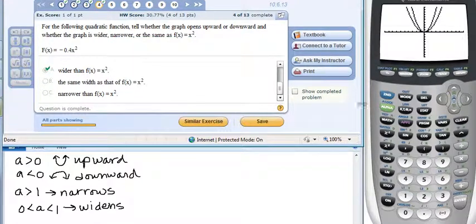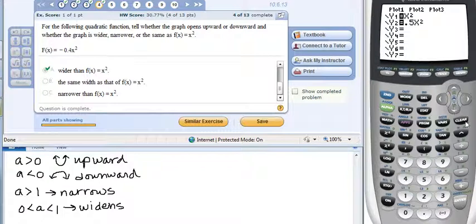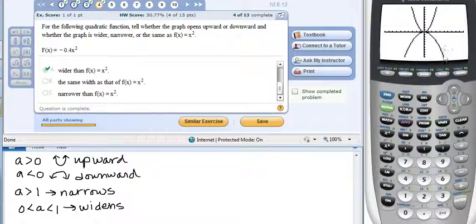Okay? And then we can use the calculator. If we don't trust ourselves for some reason, we can always put this in here. We got negative 0.4 x squared. We can always do that, but we don't really need to do that at this point. It's been flipped upside down and it's wider. Okay?